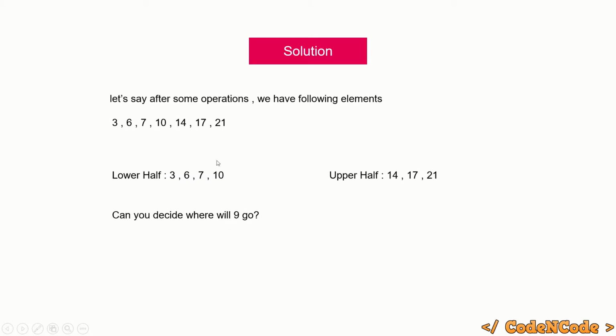Of course, since the biggest element of the lower half is 10 and 9 is smaller than that, it must go somewhere in between there. So this should look something like 3, 6, 7, 9 and 10, and the upper half will be like this. But now this one contains 5 elements and this one only contains 3. So clearly we need to make some changes. I need to move an element from here to there. Which element will go from here to here? Can you guess? Of course, the biggest one.